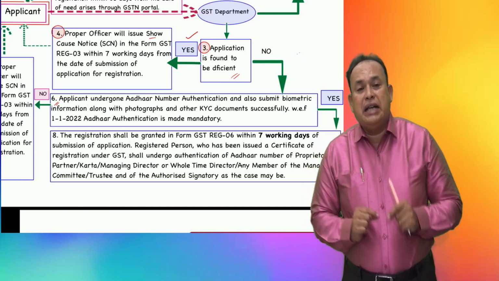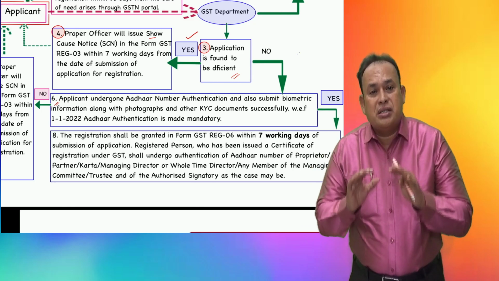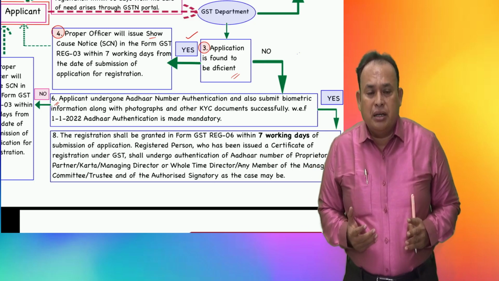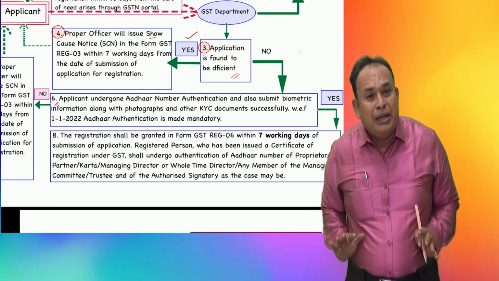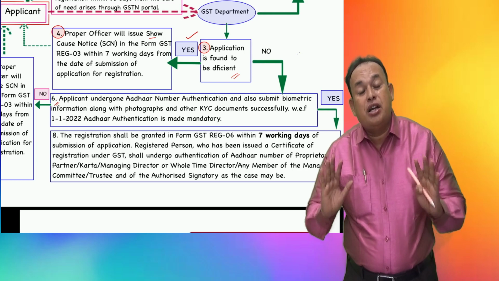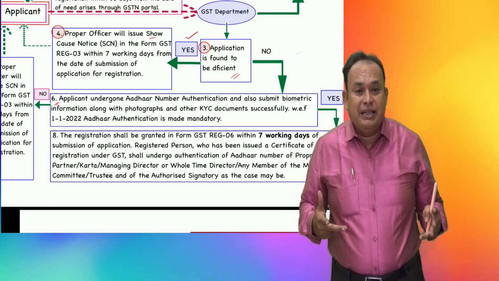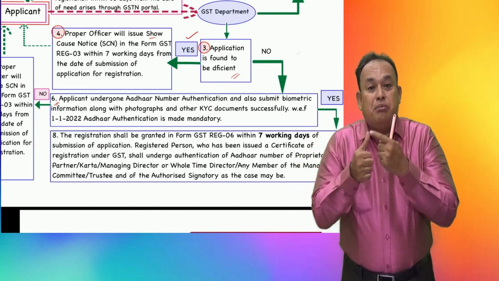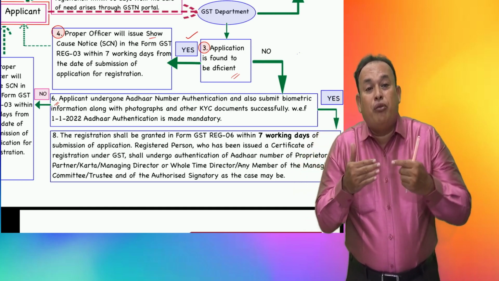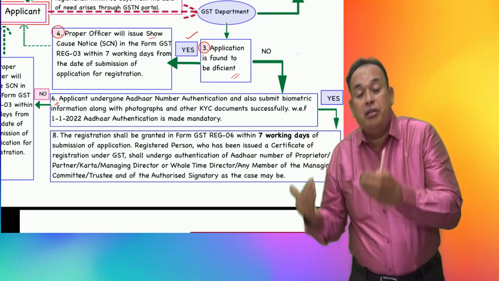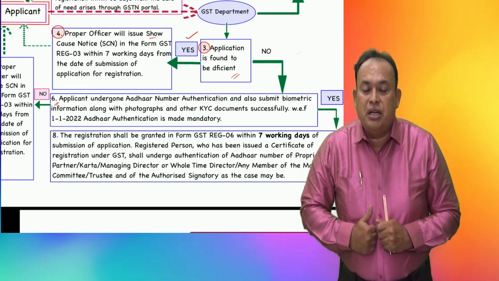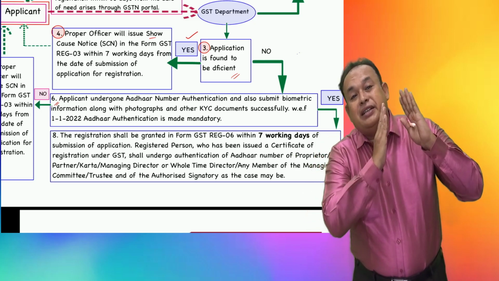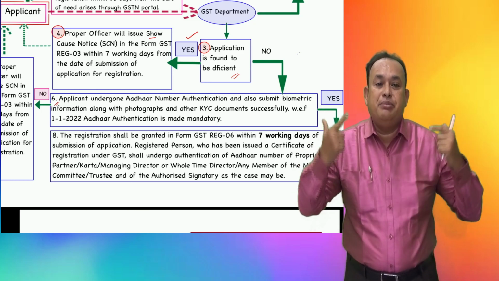Then having that OTP, you submit and authenticate: yes, I am the owner of this particular Aadhaar, and I am permitting the department to access my biometric information, meaning my eye, my fingers, my finger impressions, what I have given while obtaining the Aadhaar. That biometric information can be accessed by the department if the need arises. That is the meaning of the permission I have given.